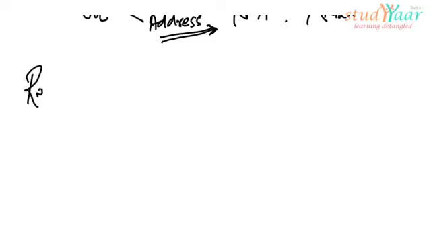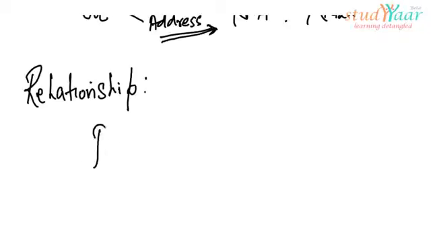Of relationship. Relationship basically models the interaction between one or more entities. Okay? So, let's see how we explain this with an example.